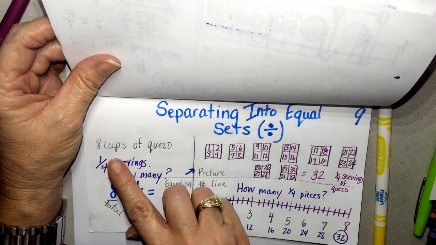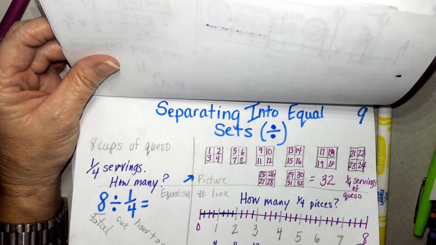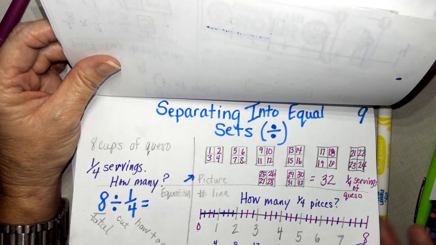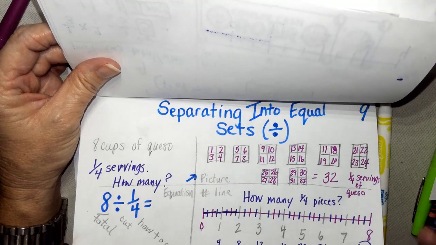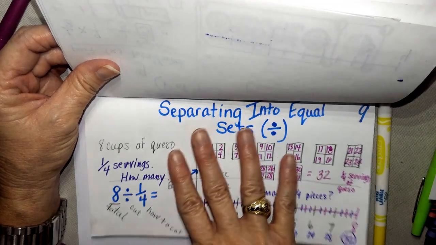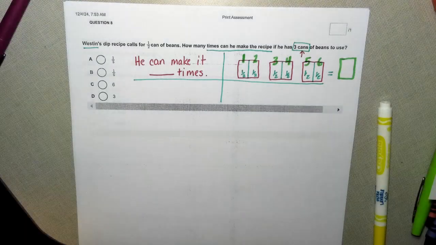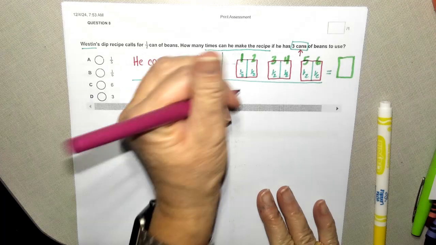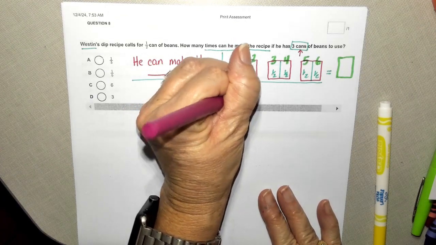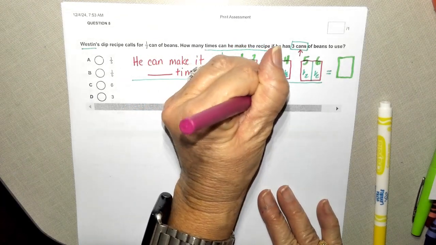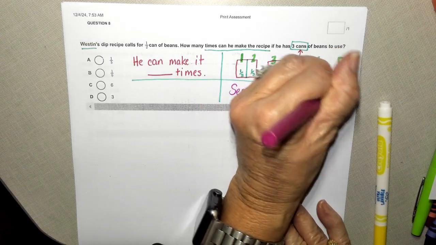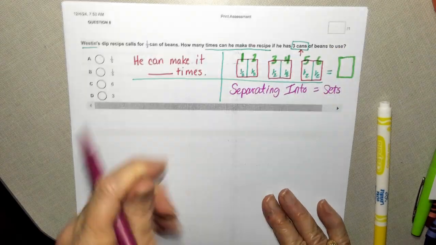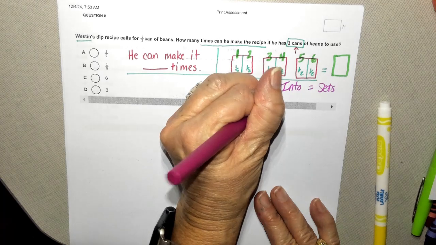Are we taking the 3 cans and then cutting them into 1/2 pieces to find out how many halves there are? That kind of sounds like what we're doing. So we're separating into equal sets, and separating into equal sets is division.